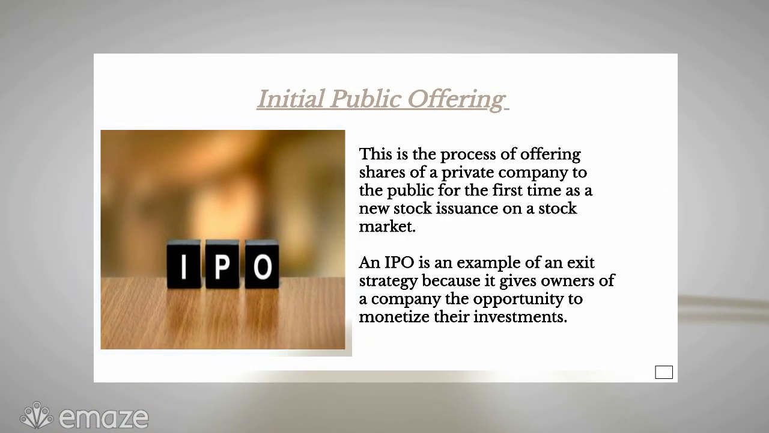My name is Daniel Ellis, and today I will explain what is an initial public offering and why it is an exit strategy. An initial public offering, also known as an IPO, is the process of offering shares of a private company to the public for the first time as a new stock issuance on a stock market. An IPO is an example of an exit strategy because it gives the owners of a company the opportunity to monetize their investments by selling their company on the public market.